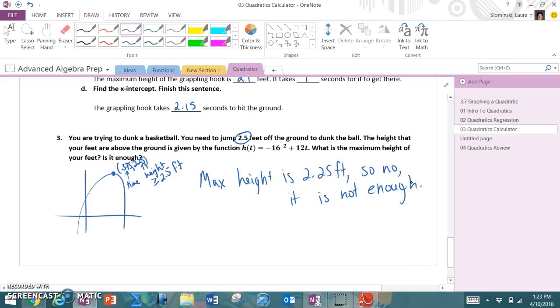to dunk. So that's how we can graph on our calculators, find those 3 critical values or points, and then ultimately be able to answer the real world questions.